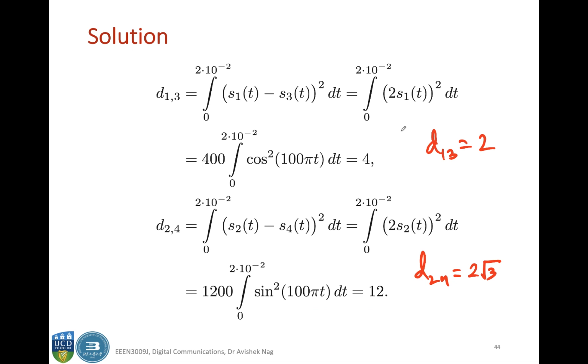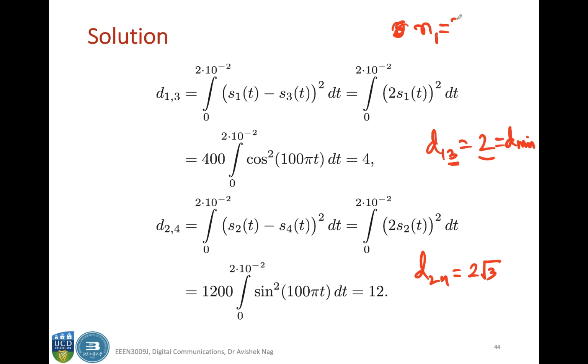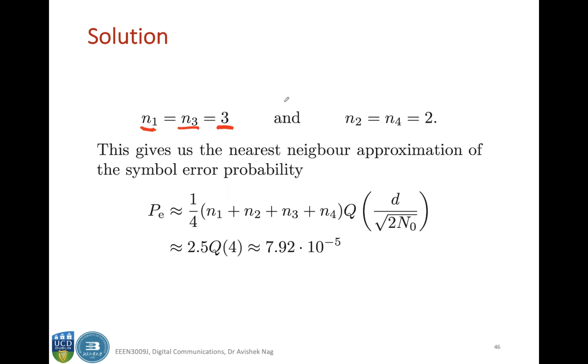So you can see that d min is 2. Therefore, if you calculate N1, the number of signals nearest to 1, then 3 is a nearest neighbor to 1, because D13 is 2, that is equal to d min. And 2 is a nearest neighbor and 4 is a nearest neighbor to 1. So there are 3 nearest neighbors for N1. Similarly, you can calculate the other nearest neighbors, and for N2 and N4 this is 2. Then you can use the nearest neighbor formula and you can obtain this expression.